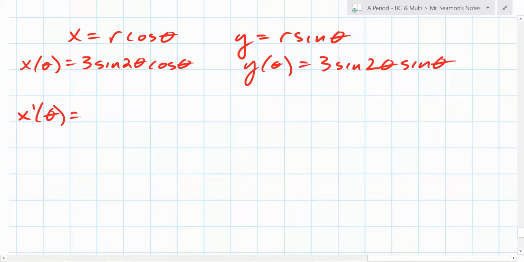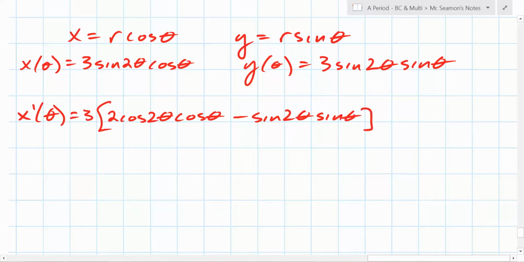What do you need to use? So 3 times the derivative of the first. What's the derivative of sine? So 2 cosine 2 theta, the derivative of the first times the second, plus the first. What's the derivative of cosine? Since we minus this, right?